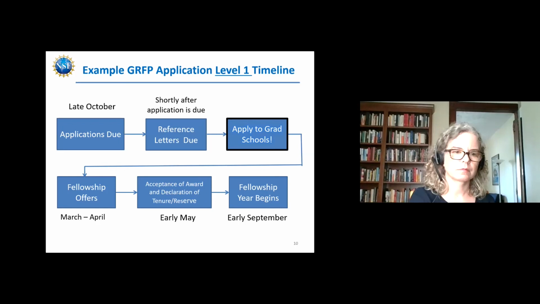Here is an application timeline as a model for someone that's a level 1, an undergraduate student, someone that is not in graduate school. The applications are due in late October, and the reference letters are due about a week later. Then you would apply to graduate school, and then in late March, you get your notice connected with your selection or not selection for a fellowship, and you accept the fellowship in early May to begin the next fall.